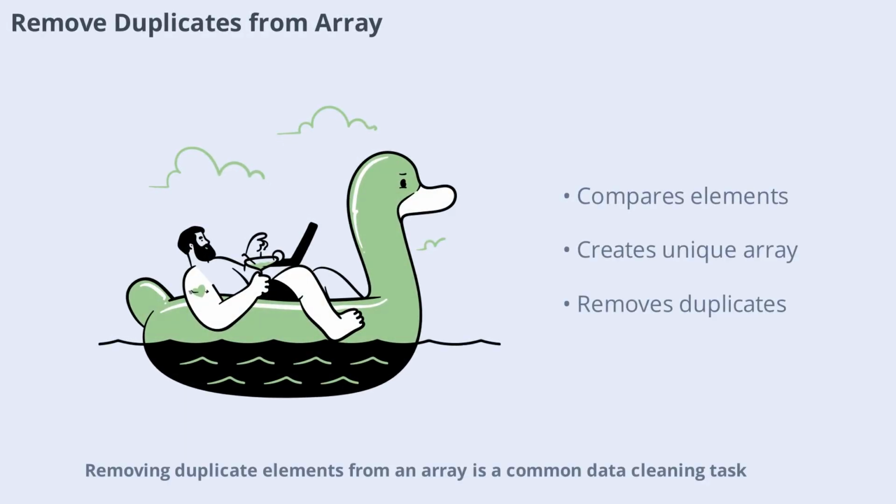Removing duplicate elements from an array is a common data cleaning task. This program compares each element with the rest, shifting unique values forward and creating a new array with only unique elements. It's a practical example of in-place data manipulation.